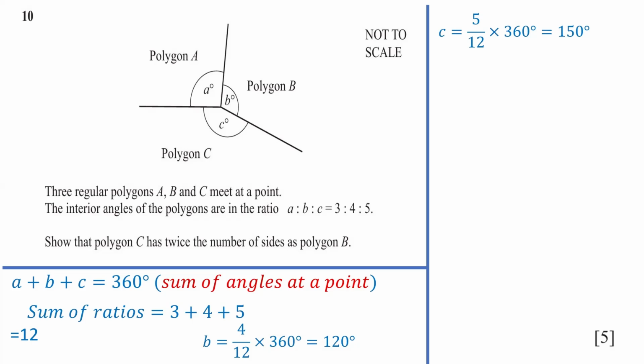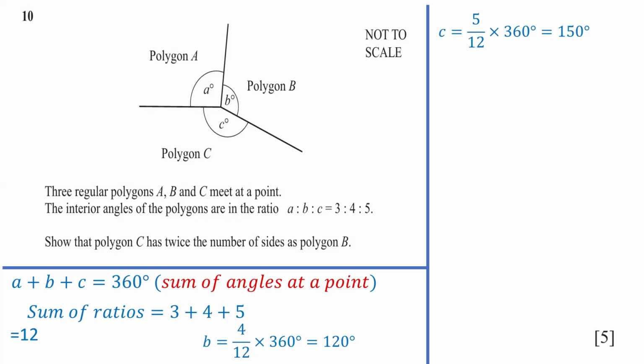Since we are comparing the sides of polygon B and polygon C, we need a formula that will help us achieve this. Number of sides of any polygon is given by the formula 360 divided by the exterior angle. So, here, we need the exterior angles.